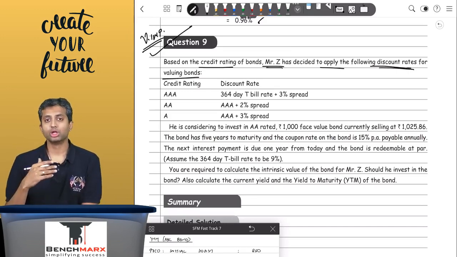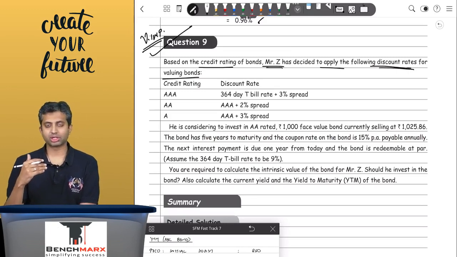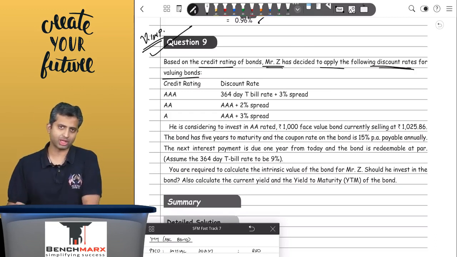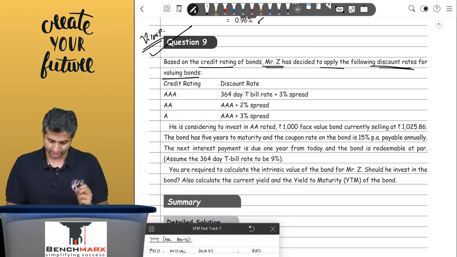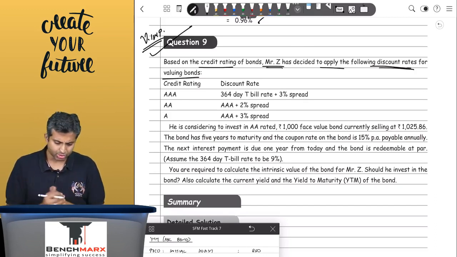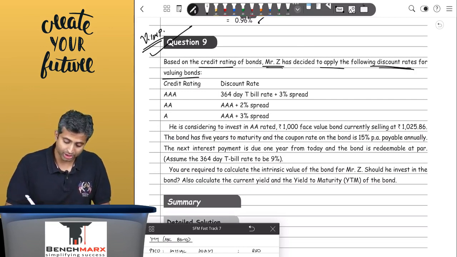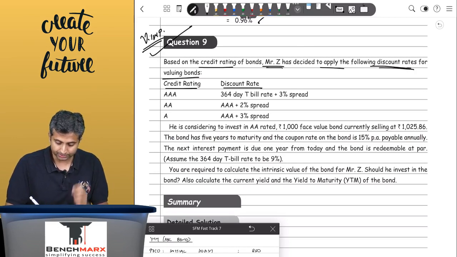So higher the rating, less is the risk of default, and hence lower is the interest. However, lower the credit rating, higher is the risk, and there's a higher possibility of default, and hence if you have to give a loan to a person who has a high possibility of default, you will have to charge a higher rate of interest to compensate for the higher risk. So this is very logical. Based on the credit rating of the bonds, Mr. Z has decided to apply the following discount rates for valuing bonds. So the credit rating and the discount rate.